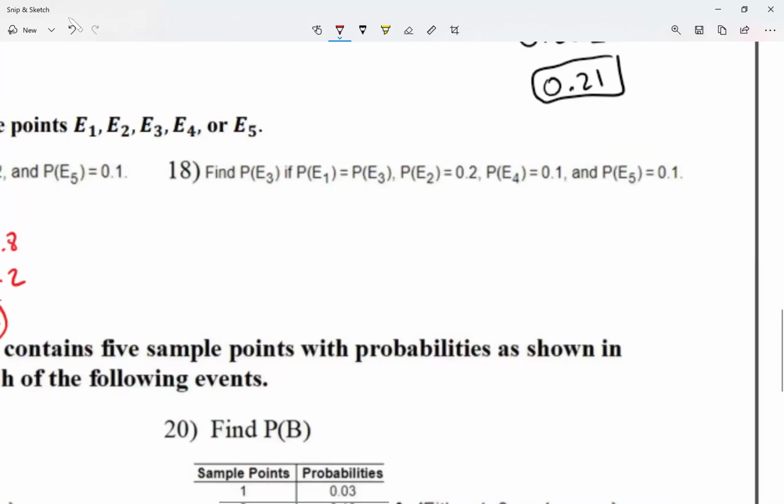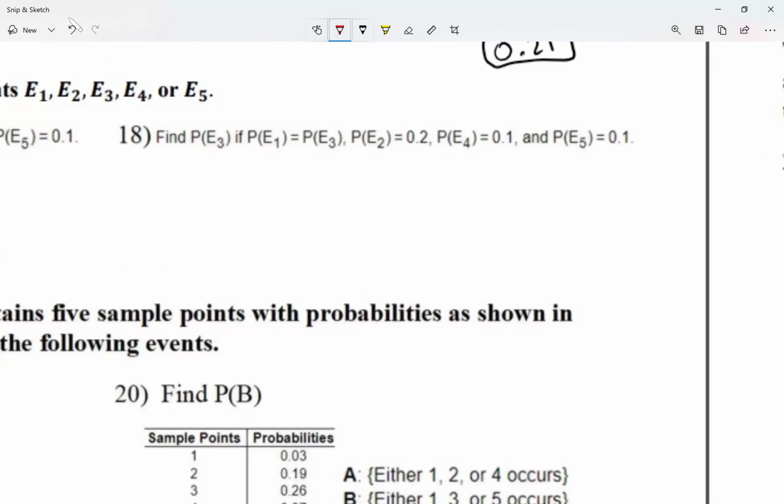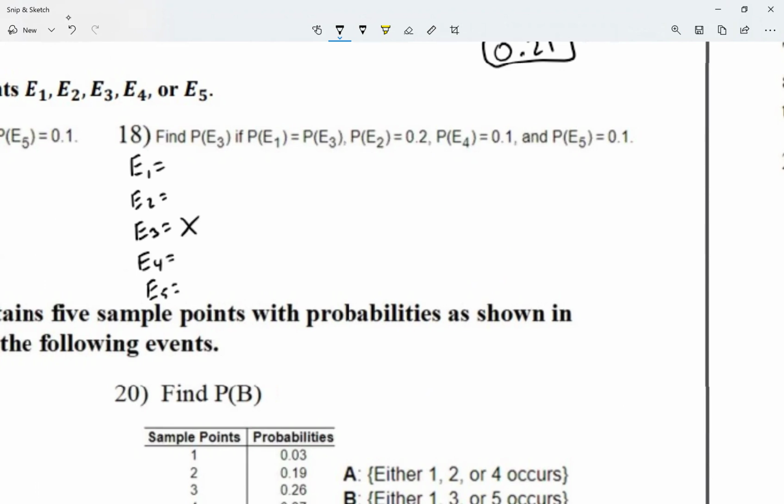Nice. Let's take a look at number 18 now. The instructions are the same. When I do my experiment, I can either get E1, E2, E3, E4, or E5. So let's take a look at all of them. It says find the probability that I get E3. I don't know what E3 is, so let me put an X.